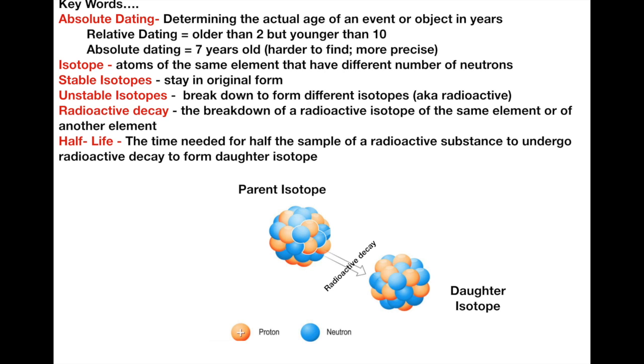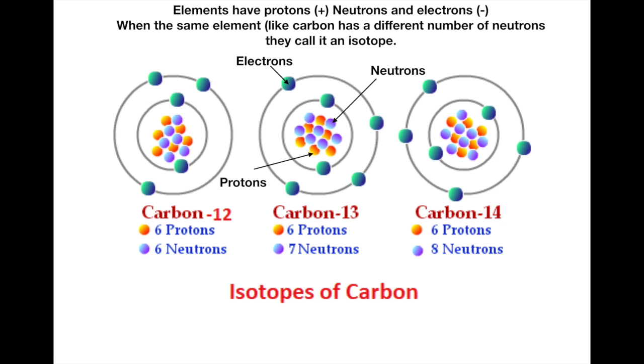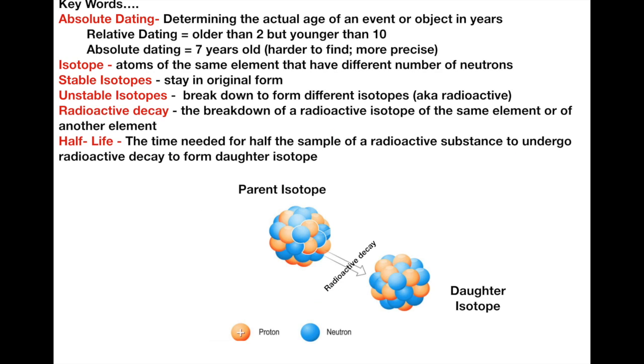Now, last video we talked about an isotope. Recall that an isotope, we had our carbon isotope, is the same element, but with a different number of neutrons. There are stable and unstable isotopes. A stable isotope stays in its original form, which means it cannot be broken down. An unstable isotope has the ability to break down to form a different isotope. Unstable isotopes can also be called radioactive isotopes.